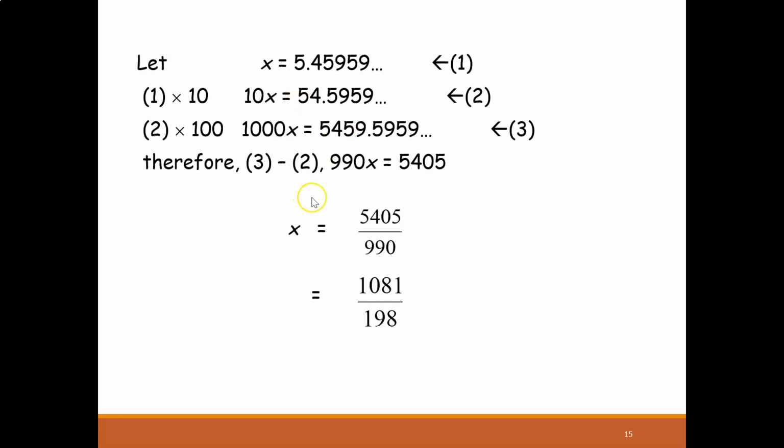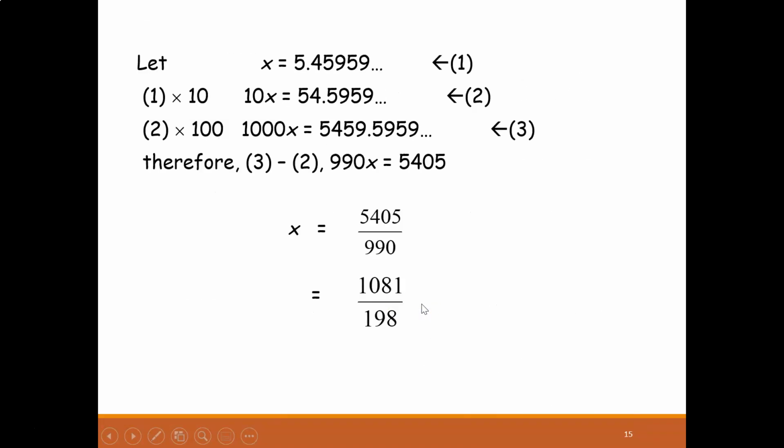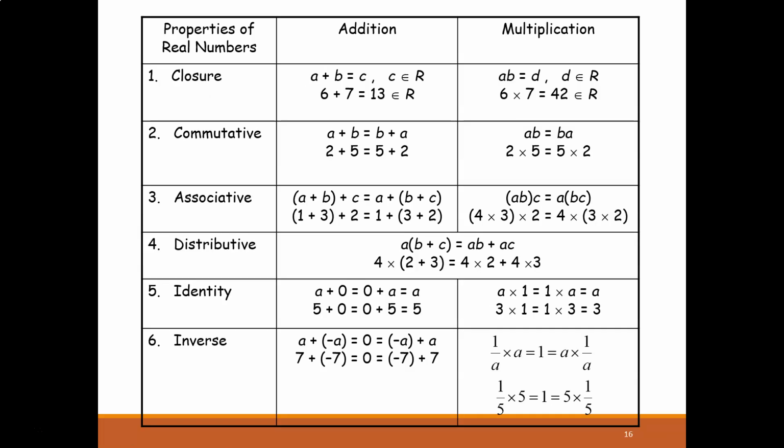Sorry. So you will get 990x equal to 5405. So now this 990 you can just bring over to this side. So you will have this, and then you can simplify this, permudahkan, then you get this one. Okay, so that is how you change from the repeating decimals to the quotient form, dalam bentuk pecahan.